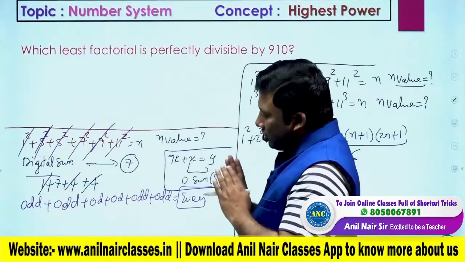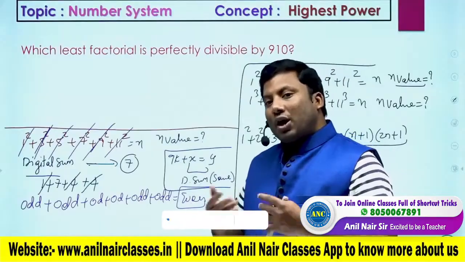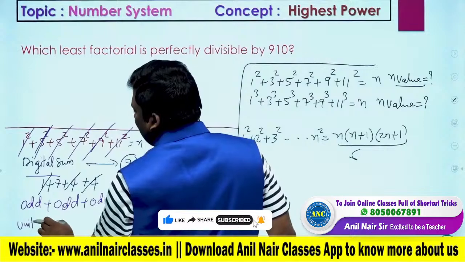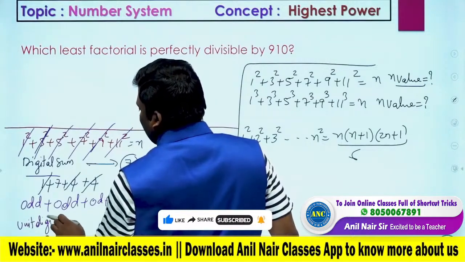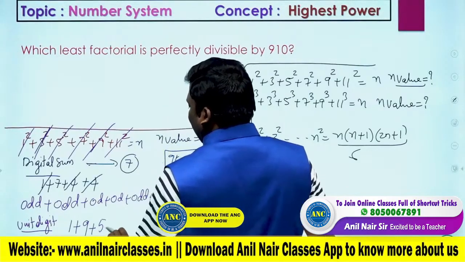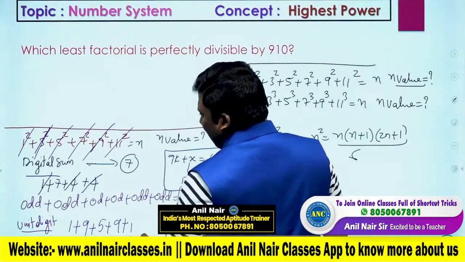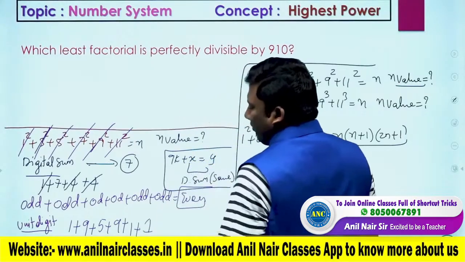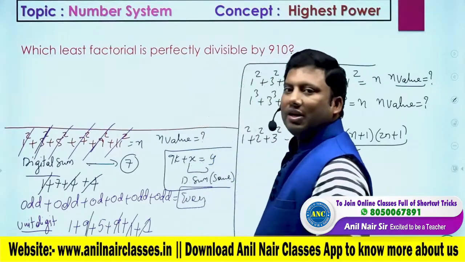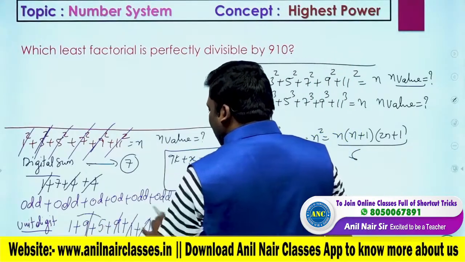Digital sum of the question should be 7 and the answer should be an even number. If there are more options with even, then you can use the unit digit logic. 1 square it is 1. 3 square 9. 5 square 25. 7 square 49. 9 square 81. 11 square 121. 9 plus 1 is 10. I hope the idea is clear. So the answer's unit digit will be 1 plus 5, 6.